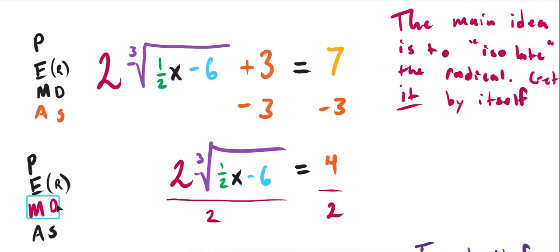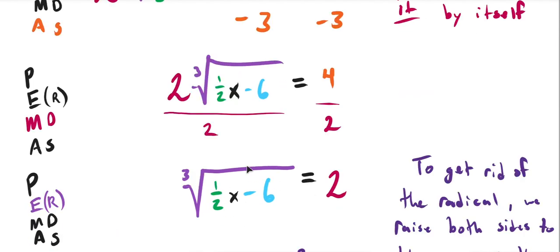This moves us up to the multiplication division level of PEMDAS. Remember, we work up the PEMDAS ladder when we solve. We work down the ladder when we evaluate. So after dividing that off, it looks like this. This is what we mean by isolating the radical. The radical is now the lone term on the left-hand side.